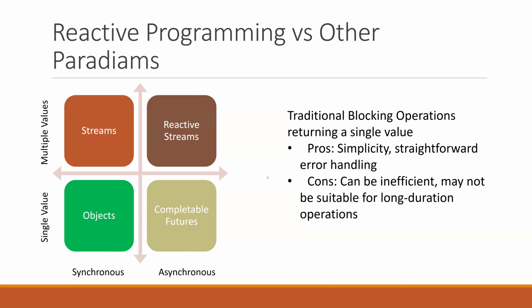All right, let's talk about these 4 different programming paradigms. The one that you guys are probably most used to is traditional blocking operations, object-oriented programming. And with Java, it's built in, right? When you think about that, it's single value, synchronous blocking. You guys are used to this kind of programming, right?